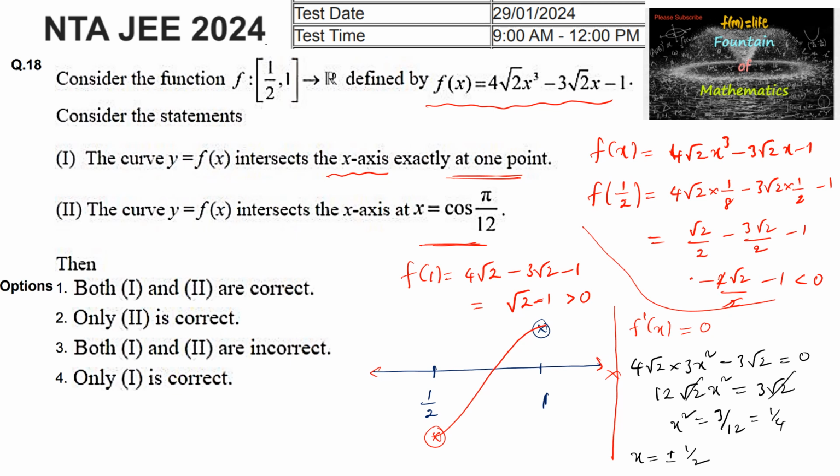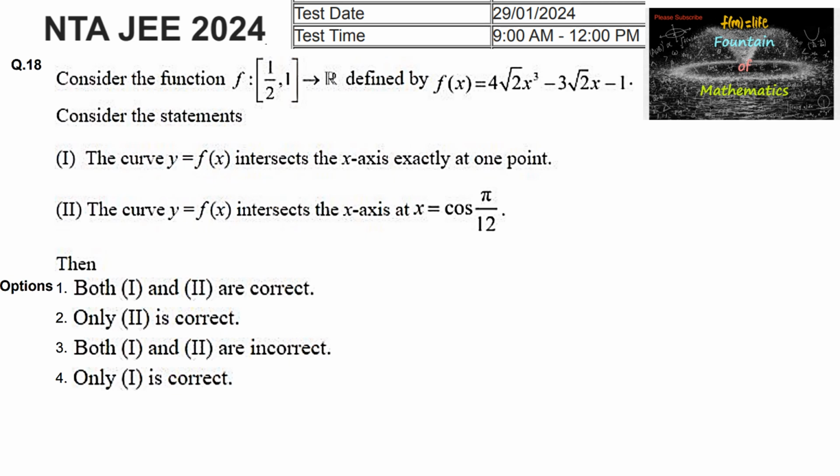So at x is equal to 1 by 2, you are getting a negative value, and this is the corner point, and hence we can conclude that the graph compulsorily cuts the x-axis at one and only one point. So statement 1 is true. Now let's check the second statement.